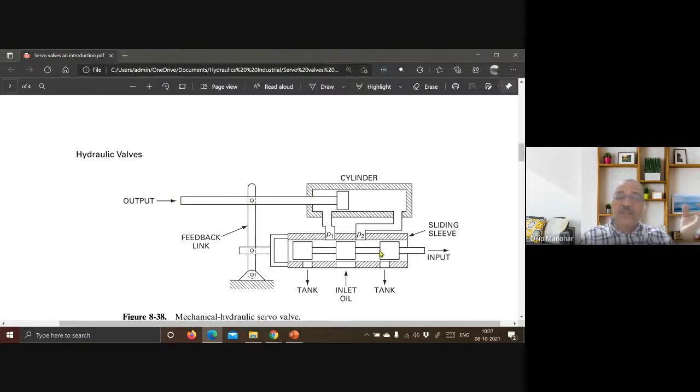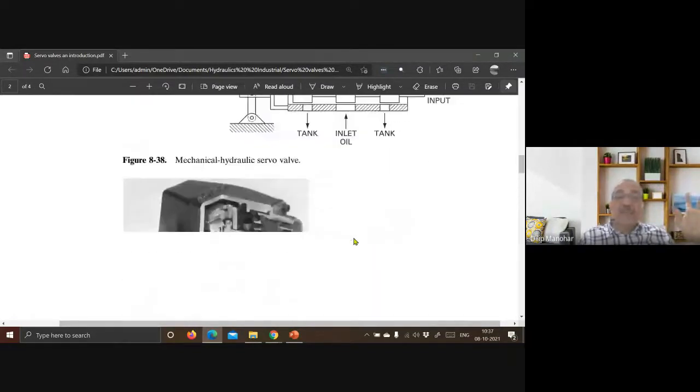The motion of the input is connected to this link. This link in turn will give output. That output will shift the position of the cylinder piston, and this link itself is responsible for shifting the sliding sleeve so as to adjust the correct pressure. So this is the way hydraulic valves work here.